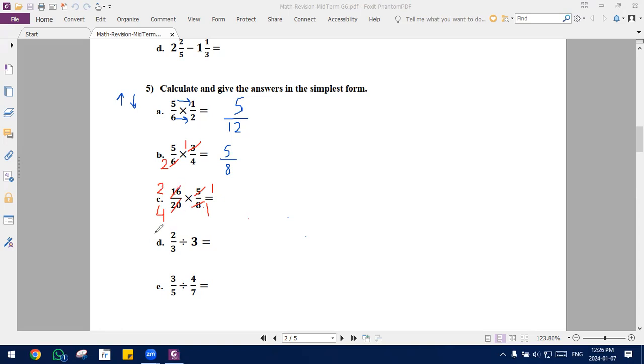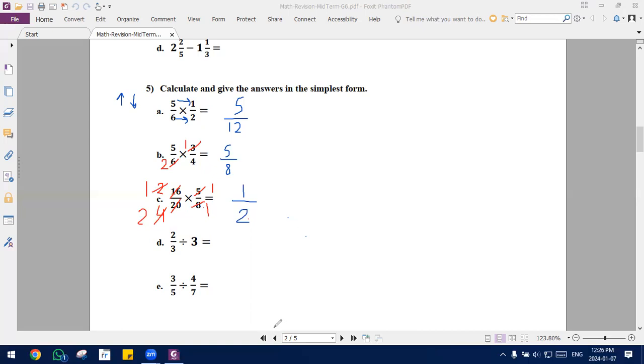But some of them will notice it from now. We have 2 and 4. So both of them can be divided by 2. 2 divided by 2 is 1. 4 divided by 2 is 2. Now the answer, 1 times 1 is 1. 2 times 1 is 2. So this is how you get the answer simplified very quickly.